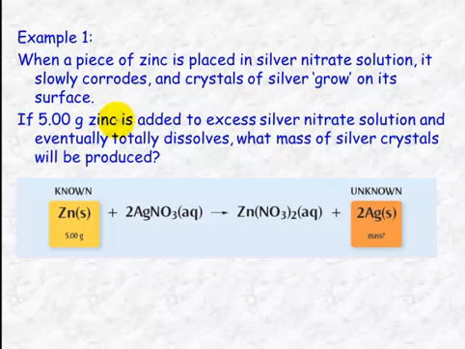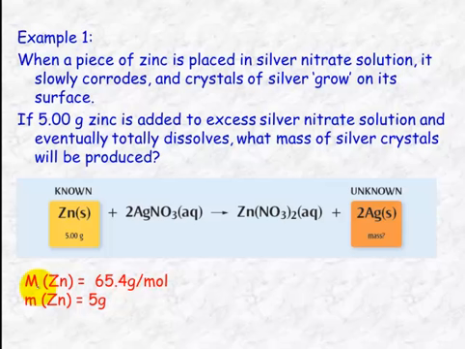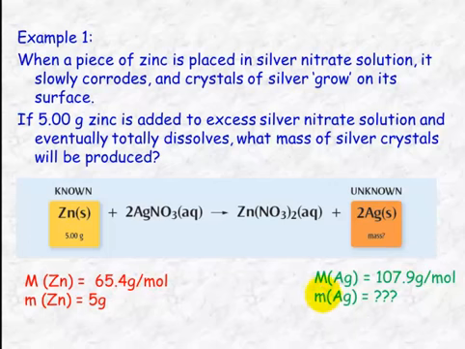So if 5 grams of zinc, that's what we know, and we want to find out what mass of silver crystals will be produced. So the information we have is that the mass of zinc is 5 grams, and we always know big M, which is 65.4. Where do we get that from? The periodic table. And here we have the molar mass of silver, which is 107.9.